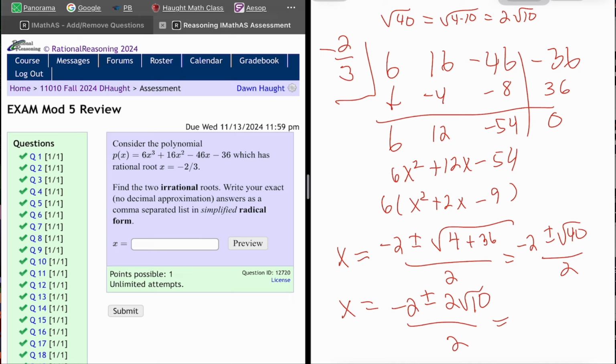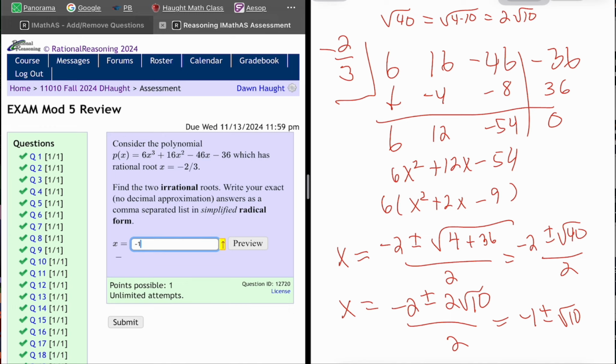So our final answer would be negative 1 plus or minus 1 radical 10. And then we have to separate that with a comma between them. So negative 1 plus the square root of 10, comma, negative 1 minus the square root of 10.